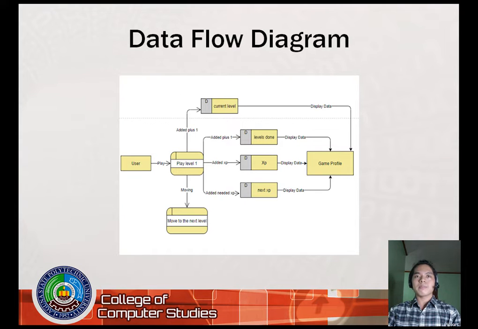Next is the data flow diagram. The data flow diagram maps out the flow of information and process of the GoProg, a learning programming application. This data flow diagram shows how the user interacts with the application. In this data flow diagram, it shows that once the user finishes one level, it will forward some data to the database that will manipulate the data for the game progress. After that, it will display the data to the game profile and the user can move to the next level.